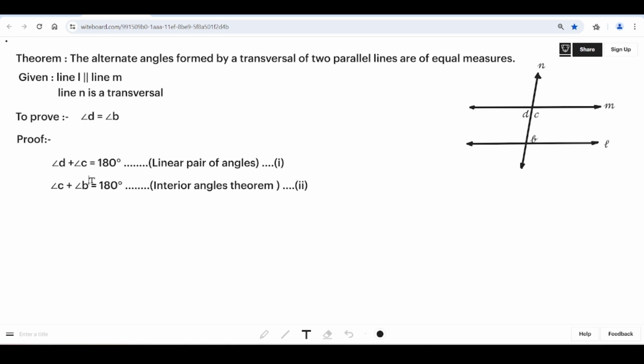Now as the right hand sides of equations 1 and 2 are the same, 180 degrees and 180 degrees, from 1 and 2 we can have angle D plus angle C is equal to angle C plus angle B.